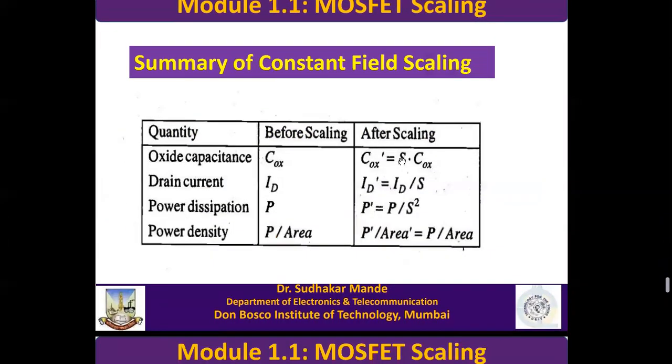Now, the summary of constant field scaling. Oxide capacitance Cox increases by factor S. Drain current reduces by factor S. Power dissipation reduces by factor S square. Then power density, which is defined as power divided by area: power reduces by S square, and area also reduces by S square. Both get cancelled, and therefore power density remains the same after scaling. So this is basically constant field scaling.